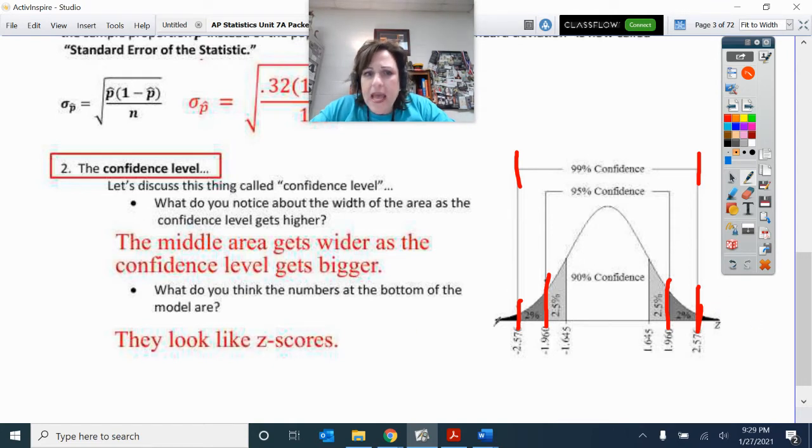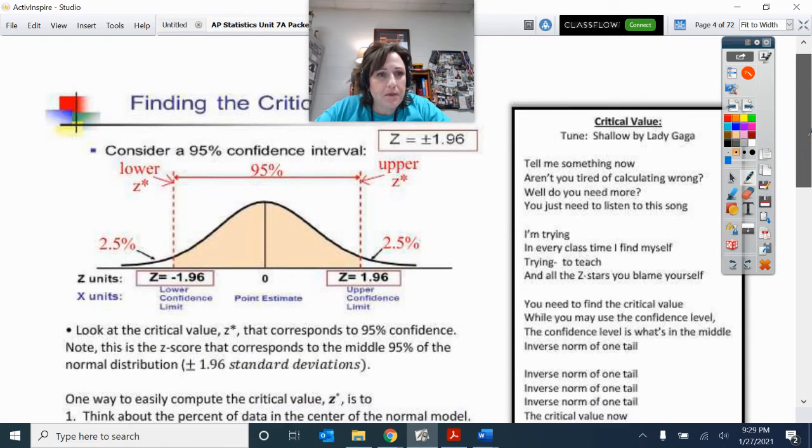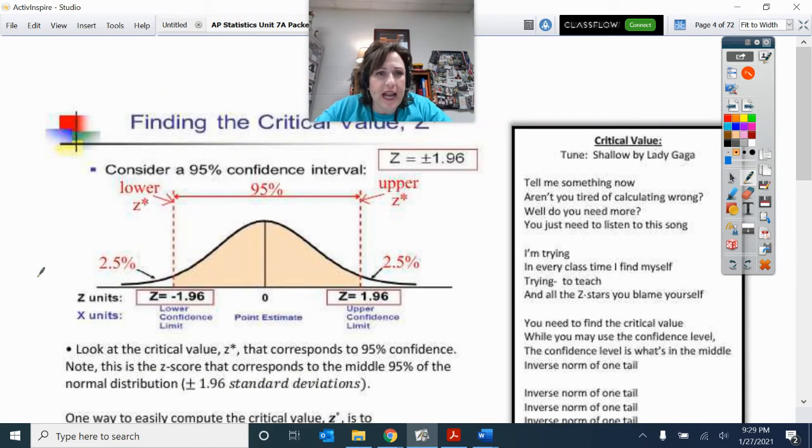Okay, what do you notice about the numbers at the bottom? What do these things look like? Well, I hope that you can tell that these are z-scores. These are based on how many standard deviations away those intervals are from the mean. Okay, so let's now put all of this into work to do some computing. Let's actually look at how to compute that.